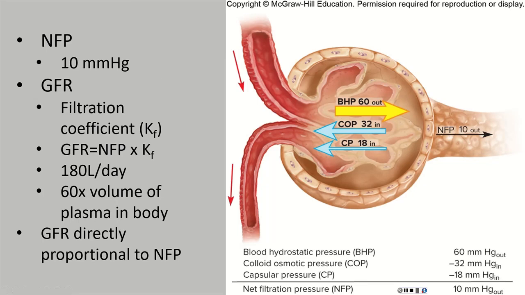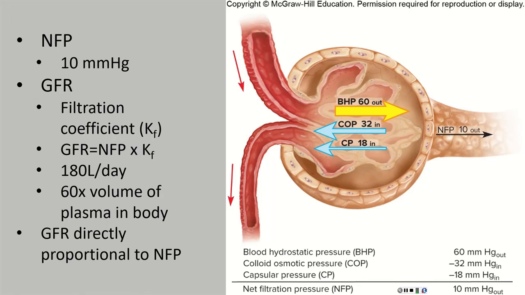Now, that tells us at any moment what is the pressure that the fluid is being filtered by. But what if we wanted to see how much liquid was being produced? How much filtrate were we producing in a given amount of time? Well, that is called the glomerular filtration rate, or the GFR. And we can find the glomerular filtration rate using this equation. It is the net filtration pressure times something called the filtration coefficient. And you do not need to know any of this.